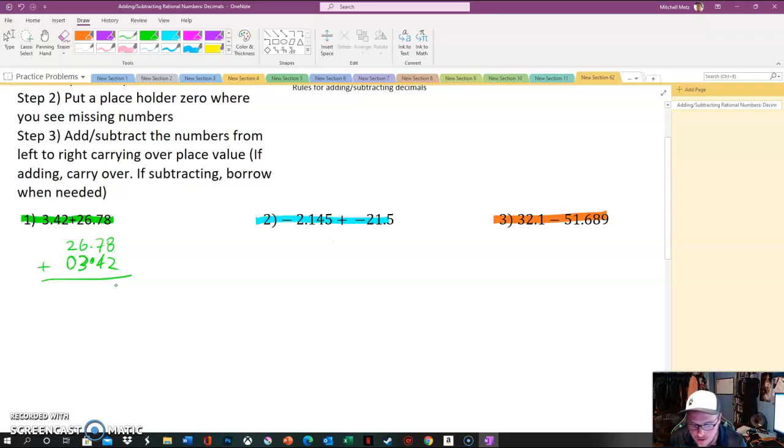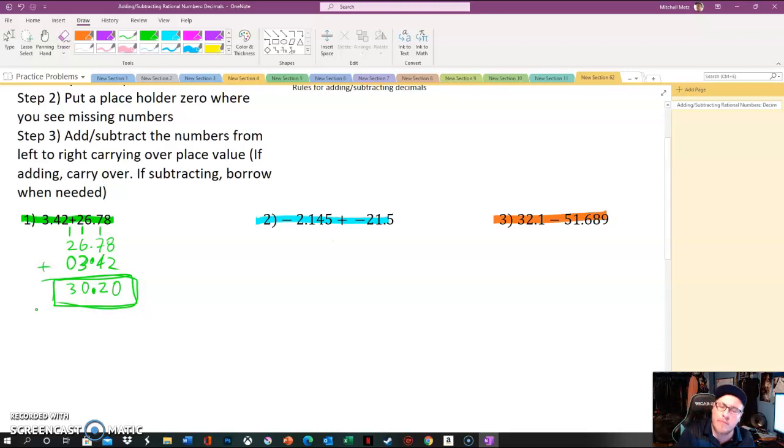So 8 plus 2, that is 0. I'm going to carry over my 1. 7 plus 4 is 7, 8, 9, 10, 11. Plus 1 is 12. I'm going to keep the 2 and carry the 1 because that's my tenths place. I'm going to bring down my decimal point. And then 6 plus 3 is 9, plus 1 more is 10. So 0, and carry my 1 over. And now I have 2 plus 1 plus 0. 2 plus 1 is 3. So my answer is 30.20. That is my decimal. So I have successfully added 2 decimals.